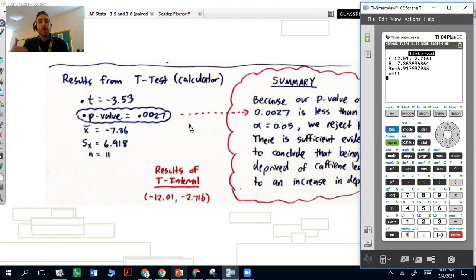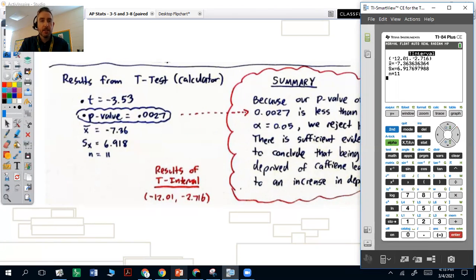Okay, so after having watched the skew the script video and this video, hopefully you have a good understanding of the paired t-test and paired t interval, and you can work on the Sapling assignment.